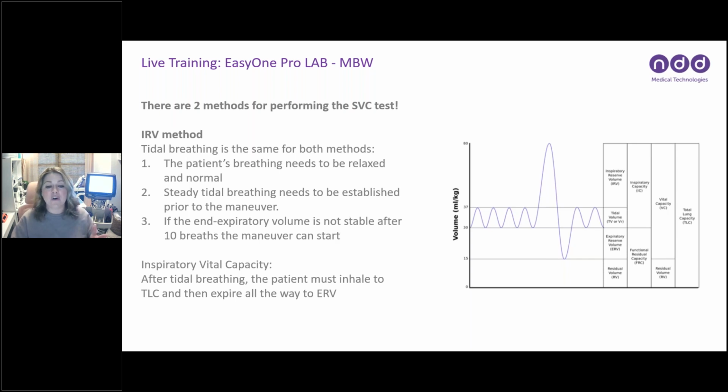this is where we're going to inhale first. So the patient must inhale all the way to total lung capacity and then relax and expire all the way down to the ERV. So it really does look exactly like this graphic. Normal breathing until the device prompts us, then coordinate with our patient to take a big deep breath in and then let it all out all the way below baseline, reaching our expiratory reserve volume.